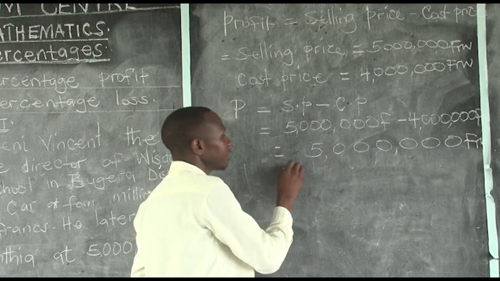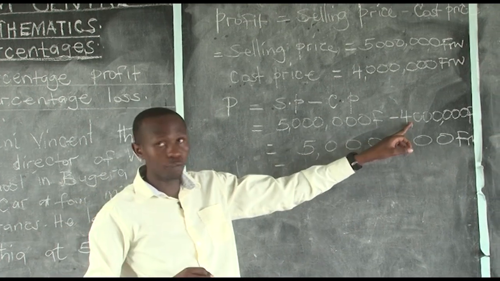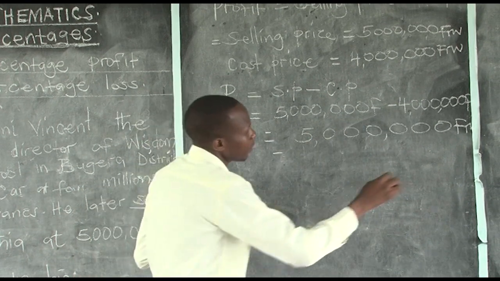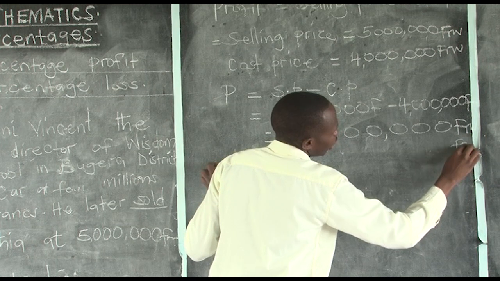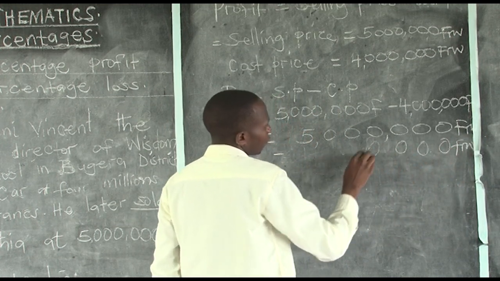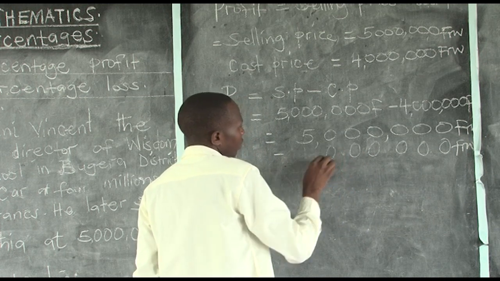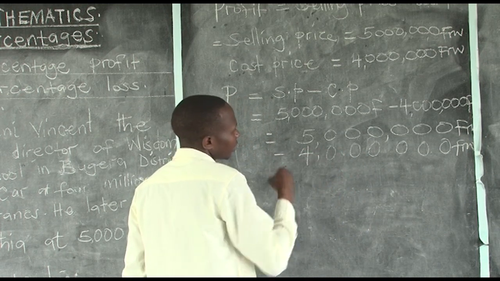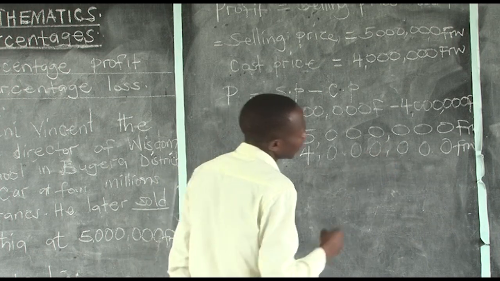1, 2, 3, comma. We shall take away how much? 4 million. So I'll come here and say, I will maintain the units. Then I say 1, 2, 3, 4, 5, 6, 7. Then I will put my commas, okay?